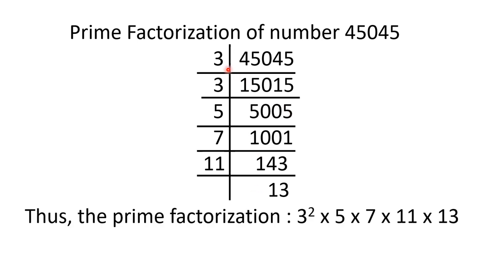So I write like this: 3 into 3, 3 square, into 5, into 7, into 11, into 13. This is the prime factorization of 45,045.